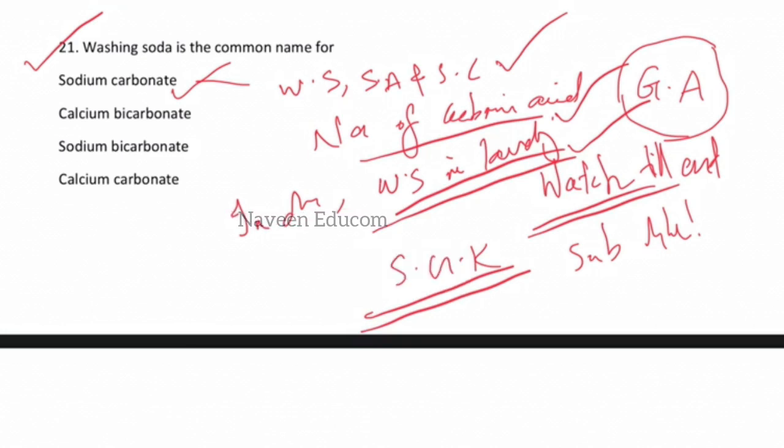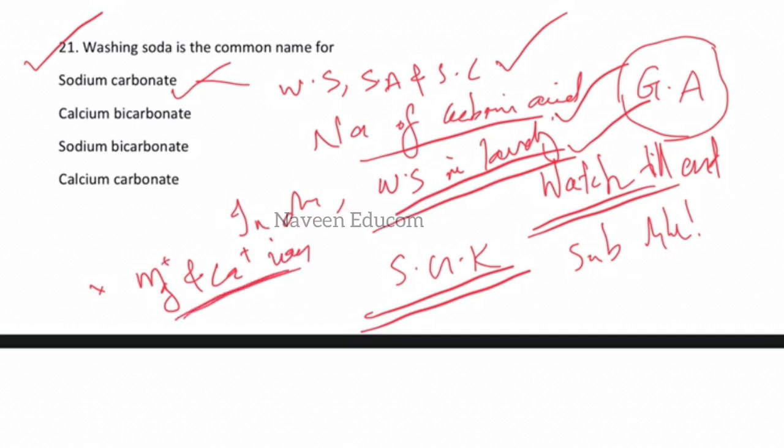So why is it used? Because it has the ability to compete with the magnesium and calcium ions in hard water and prevents them from bonding with the detergent being used. That is why it is used. Sodium carbonate can also be used to remove greases, oils and wine stains.